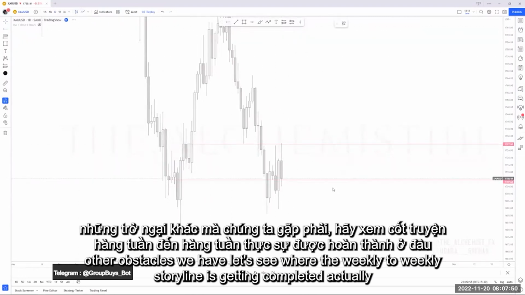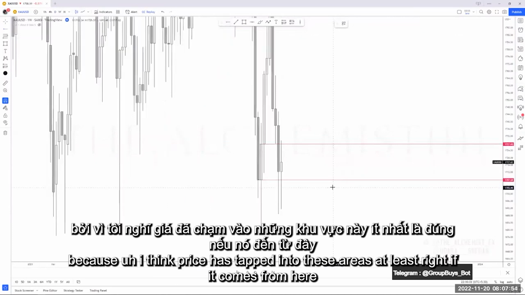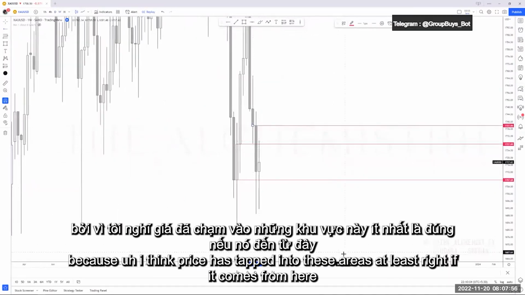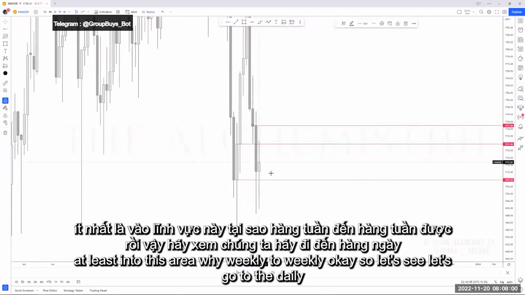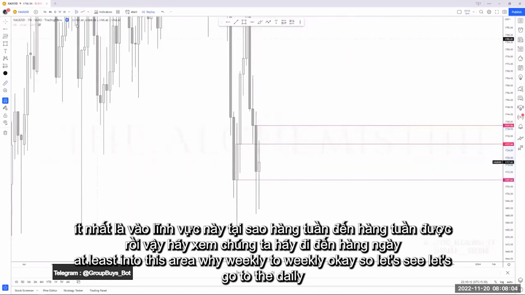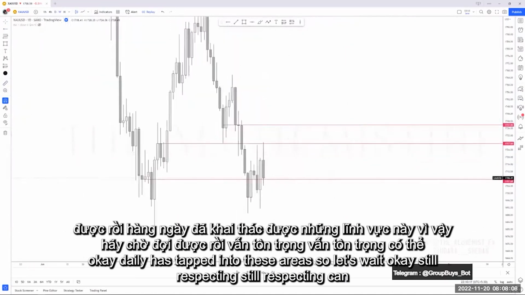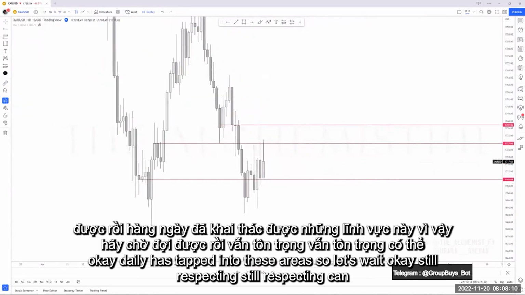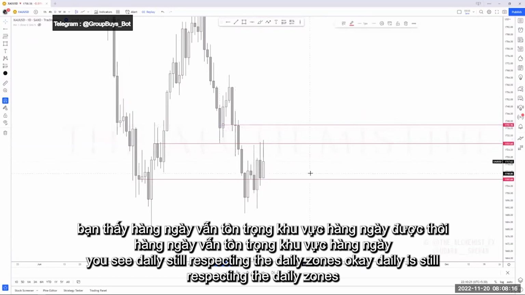Let's see where the weekly to weekly storyline is getting completed, because I think price has tapped into these areas at least, right? If it comes from here, at least into this area. Why? Weekly to weekly. Let's go to the daily. Okay, daily has tapped into these areas. Still respecting. Can you see? Daily is still respecting the daily zones.